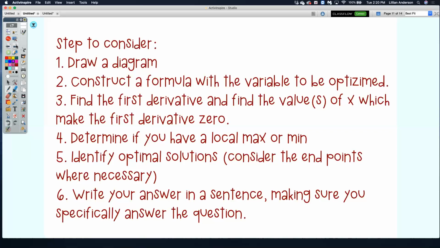This is where you would consider the endpoints. Because once you determine which x value produces the maximum or the minimum, depending on which thing is being optimized, you want to make sure you also test your endpoints to make sure that those are the global maximums and minimums. Lastly, which is not necessarily needed unless it asks you to justify, interpret, or explain, write your answer in a sentence to make sure it specifies the question that's being asked. These are just a few steps to keep in mind when you are doing some of these optimization problems. Any questions on these steps? Because we're about to do some problems.